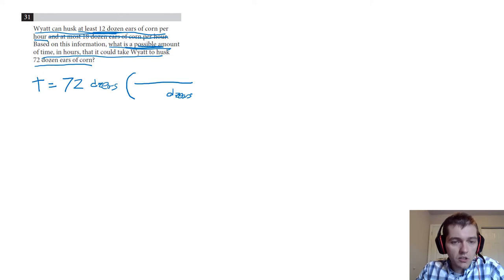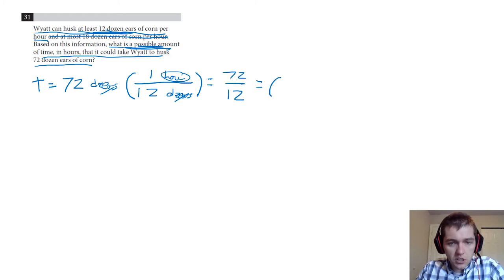And we know that he is doing 12 dozen ears per 1 hour from the information in the problem. You can multiply that through, and you will end up with hours, so we confirmed our units. So we have 72 divided by 12, and that is equal to 6 hours. You can go ahead and bubble that in as your solution.